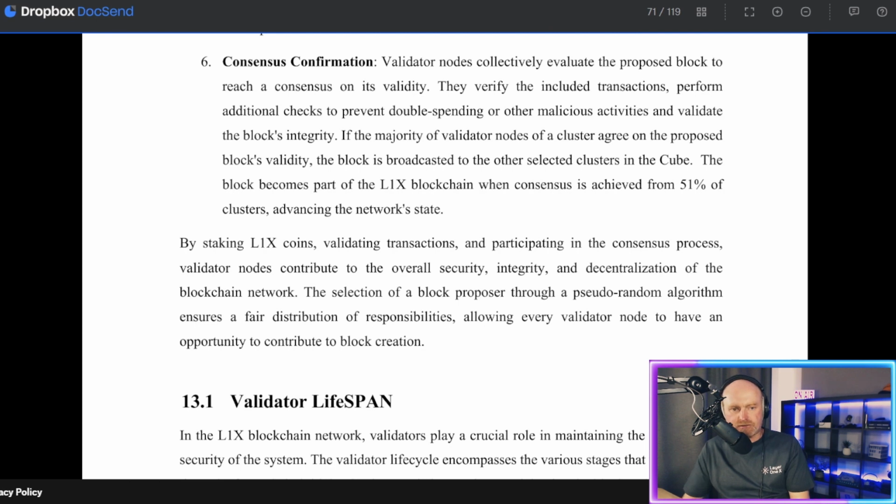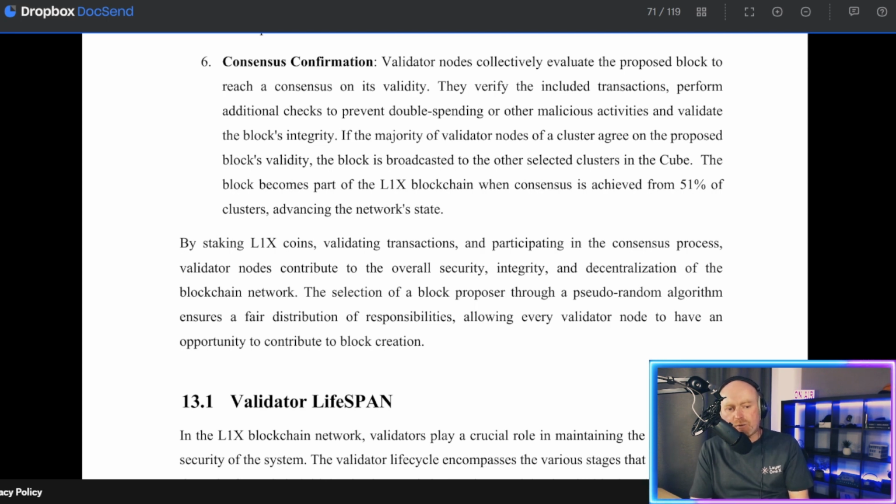Consensus confirmation. Validator nodes collectively evaluate the proposed block to reach a consensus on its validity. They verify the included transactions, perform additional checks to prevent double spending or other malicious activities, and validate the block's integrity. If the majority of validator nodes of a cluster agree on the proposed block's validity, the block is broadcasted to the other selected clusters in the cube. The block becomes part of the L1X blockchain when consensus is achieved from 51% of clusters, advancing the network state.